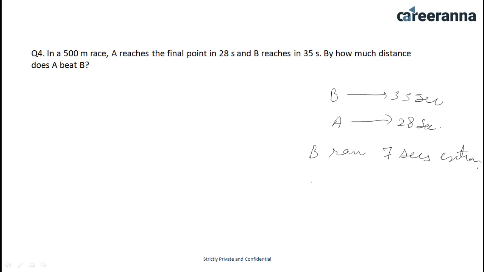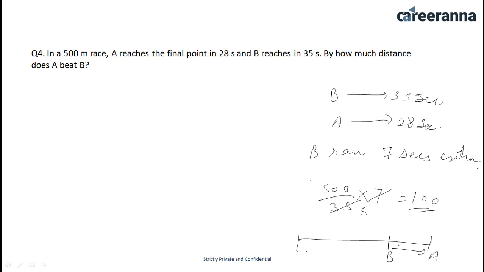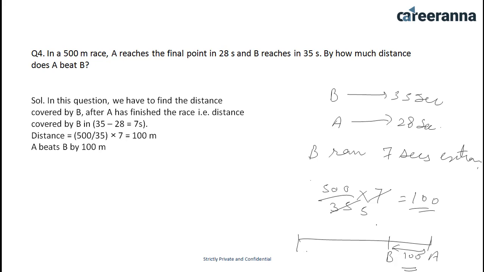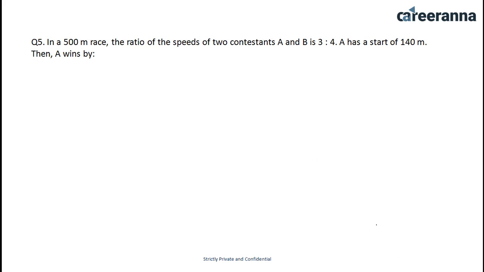So in 7 seconds B would have traveled, the speed of B is 500 divided by 35, and in 7 seconds he would travel 100 meters. So this is the case. You can see B would be here, A would be here, and this distance is 100. So 100 would be our answer. Here is the solution. Let's move on to the next question.